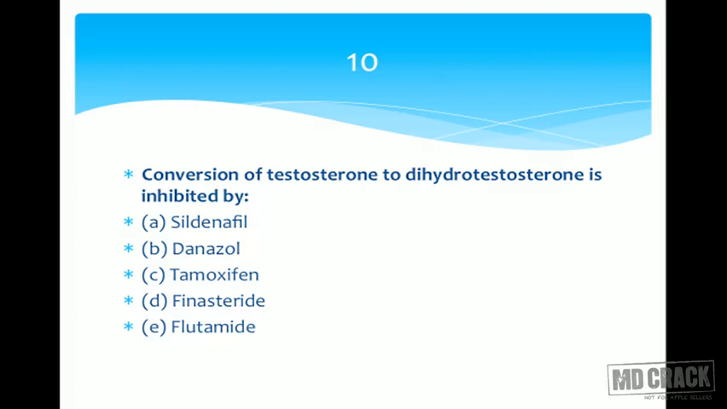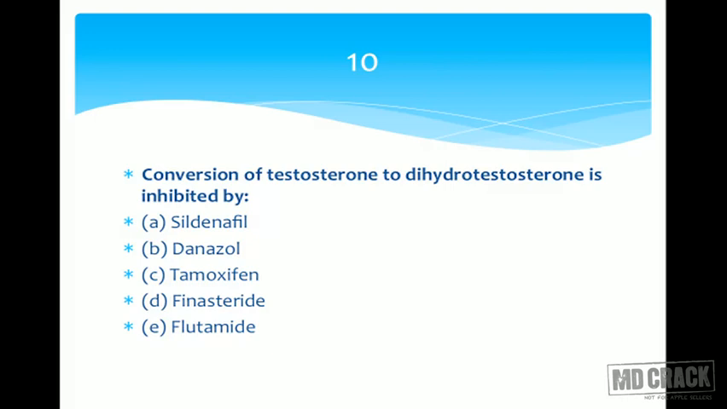We go to the last question in this session, and the question is, conversion of testosterone to dihydrotestosterone is inhibited by. Who inhibits the conversion of testosterone to dihydrotestosterone? Options: sildenafil, danazol, tamoxifen, finasteride and flutamide. Five different names from five different groups. They are not from the same group.